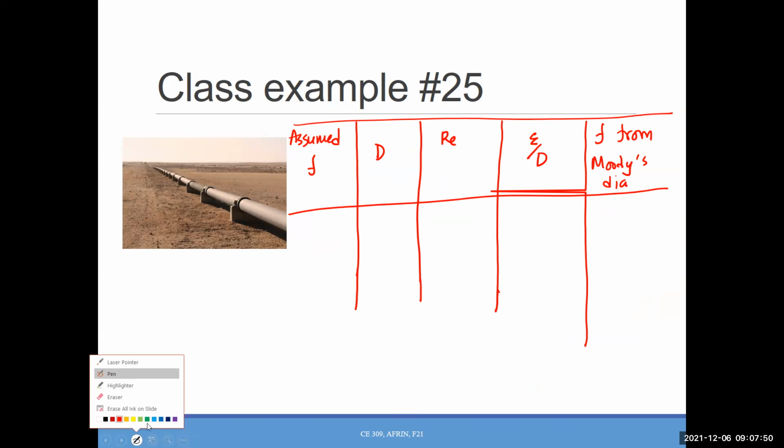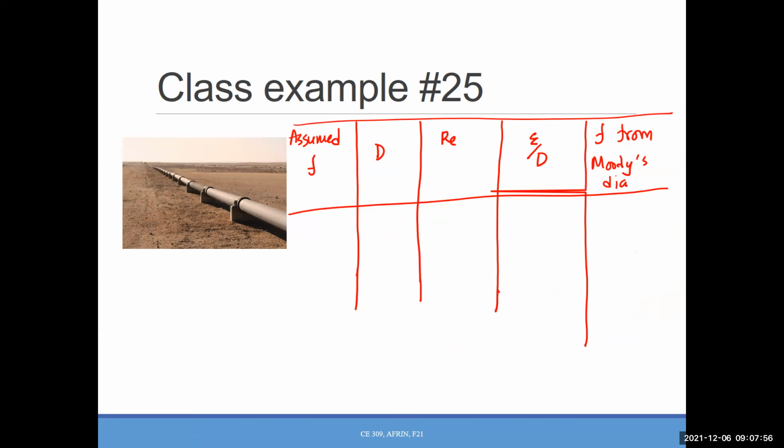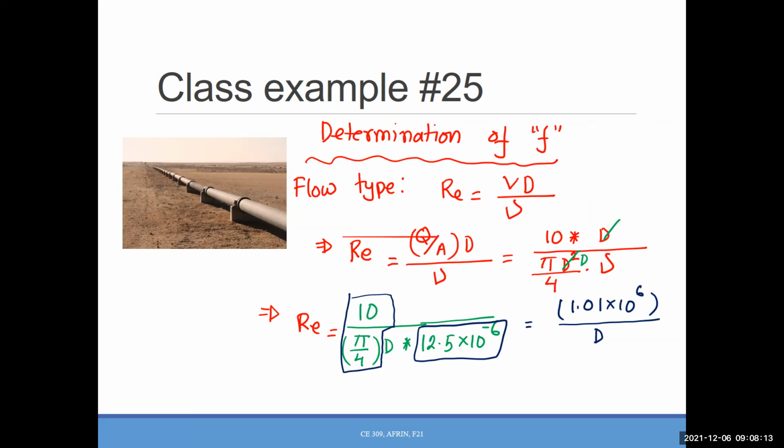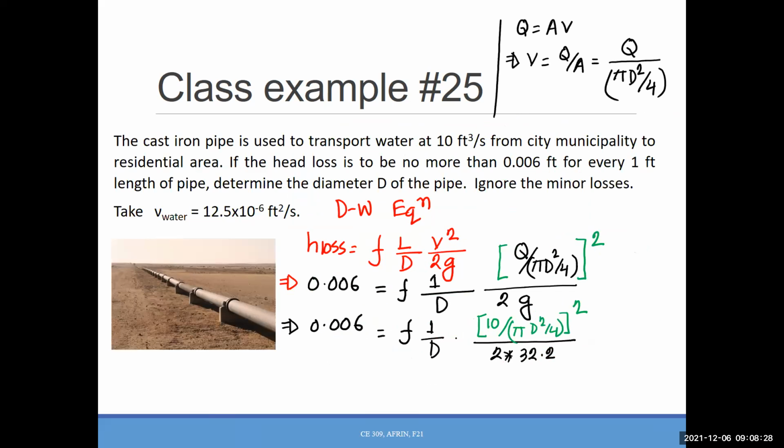Now I will write down all the expressions. For D, the expression was 419.6 F to the power 1 over 5. For the Reynolds number, 1.01 times 10 to the power 6 over D. Epsilon over D, we know the epsilon. Did we find the epsilon or not? Okay, we didn't find the epsilon.